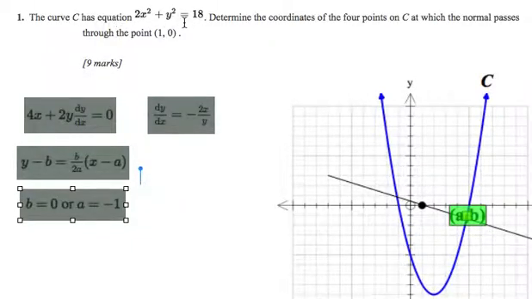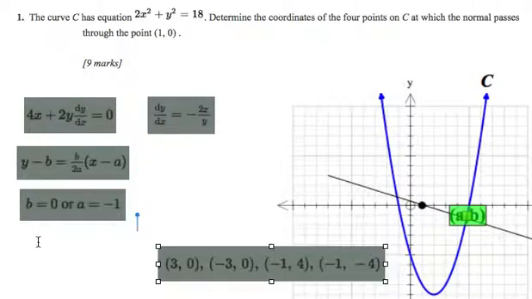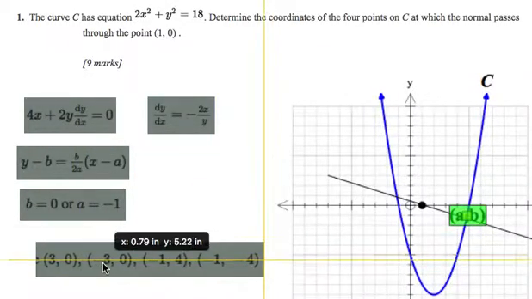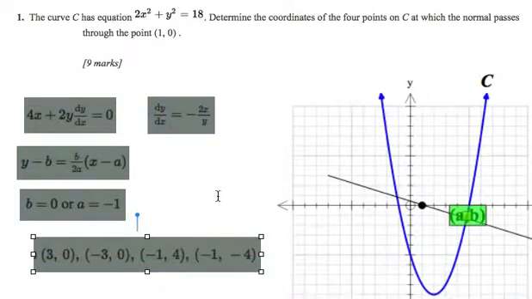Okay, so once I have that, then I should be able to find the final solution, which are the 4 points. And your 4 points should be this right here. And that will be your answer, that it's going through those 4 points.